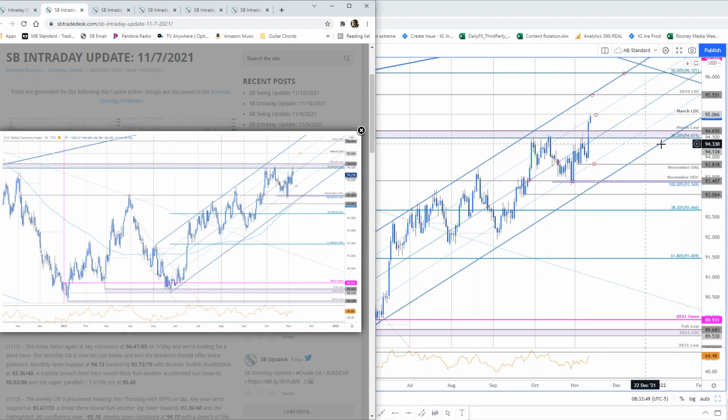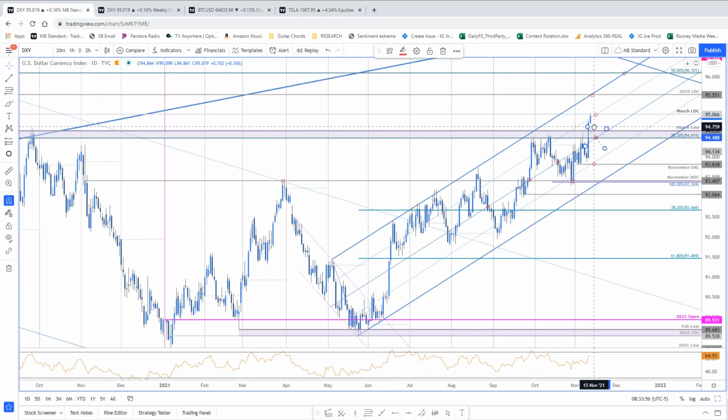So again, highlighting 94.47 as near-term support right there. Let me just drop a marker for you. The November opening range low is now your objective bullish invalidation. It would be an objective monthly opening range reversal if we broke below 93.81. Then 95.06 right here is the March low day close. Just higher, the upper parallel converges on the 2019 low day close. That's 95.50, exactly the same level we were looking at on that weekly chart.